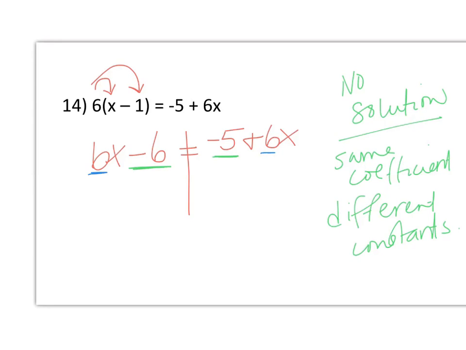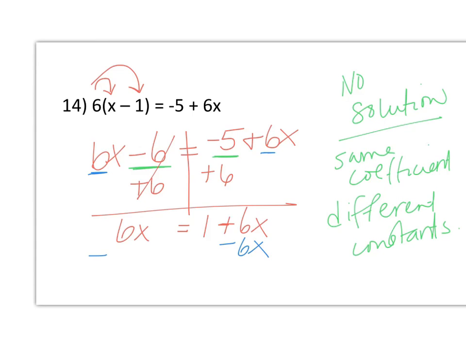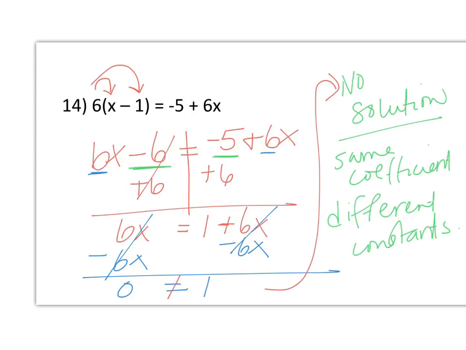So let's just prove that conclusion. So let's say I want to get rid of this -6. So I'm going to add 6 to both sides. These guys are gone. I'm left with 6x is equal to -5 plus 6 gives me 1 plus 6x. And I want to get my variables on one side, so let's get rid of this 6x and this 6x over here. These cancel out. I get 0 is equal to 1. And that is not a true statement. That is why I have no solution.